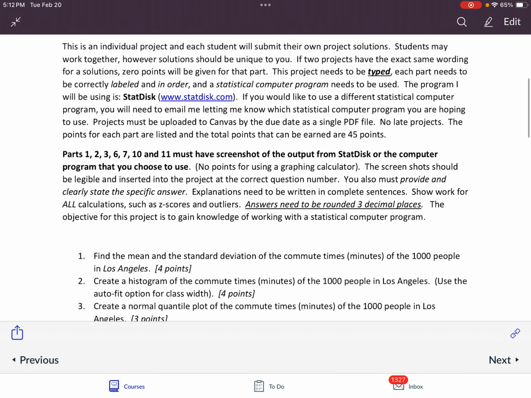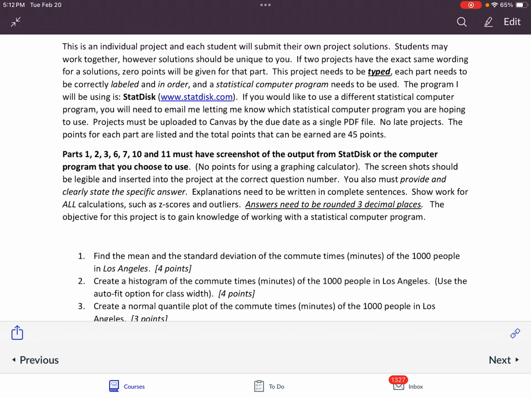So this is an individual project, each student submitting their own project solutions. You may work together, but again, you should have unique answers for yourself. They should not be copied from one another. If two projects have the same wording for solutions, 0 points will be given for that part.